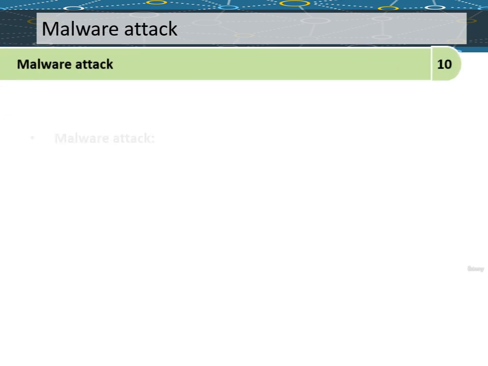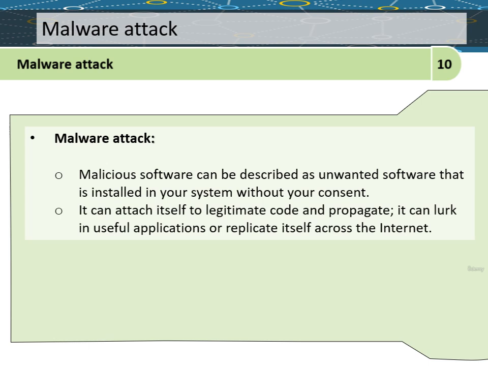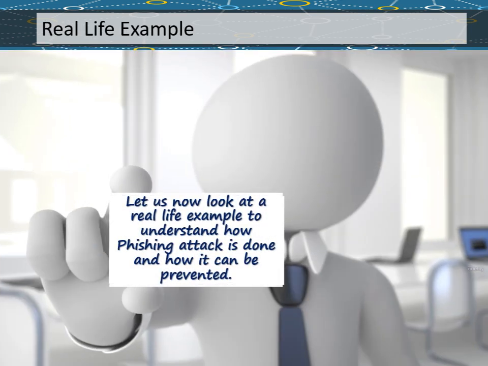Number 10, malware attack. Malicious software can be described as unwanted software that is installed in your system without your consent. It can attach itself to legitimate code and propagate. It can lurk in useful applications or replicate itself across the internet. Let us now look at a real-life example to understand how phishing attack is done and how it can be prevented.